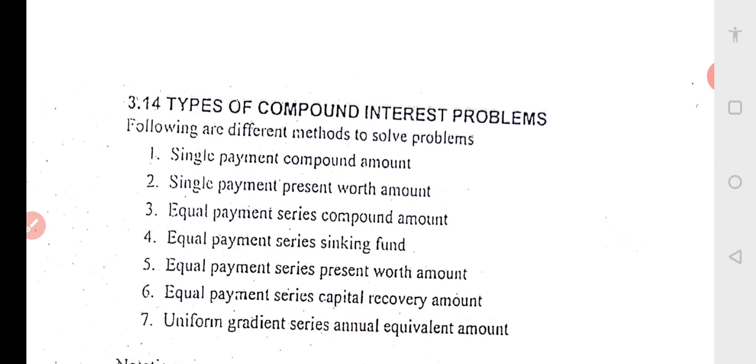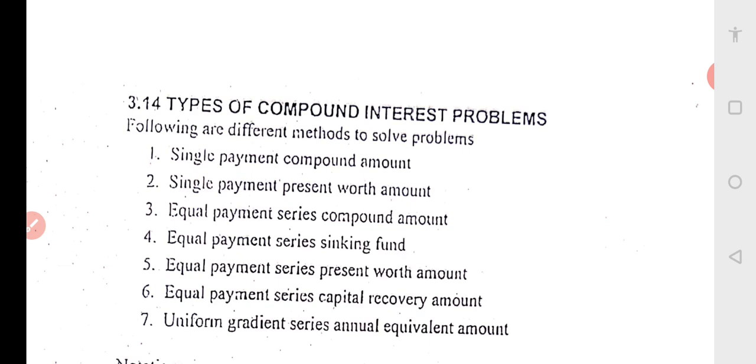So these two modules are interconnected, and before I end, I will repeat that here we have seen 7 types of compound interest problems. The first problem was single payment compound amount. I pay some amount today, so after some years, at some interest rate, what will be the final amount?